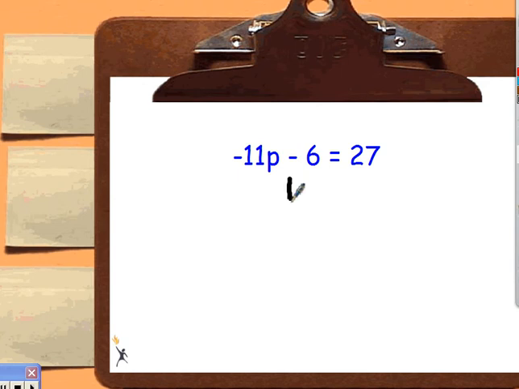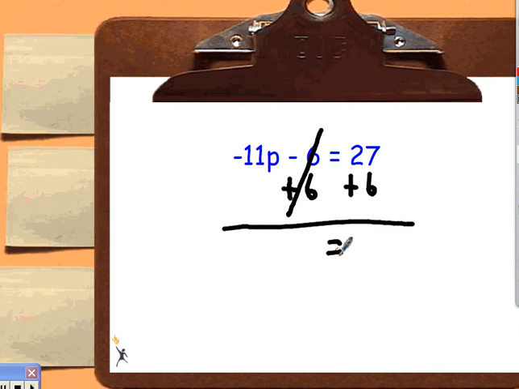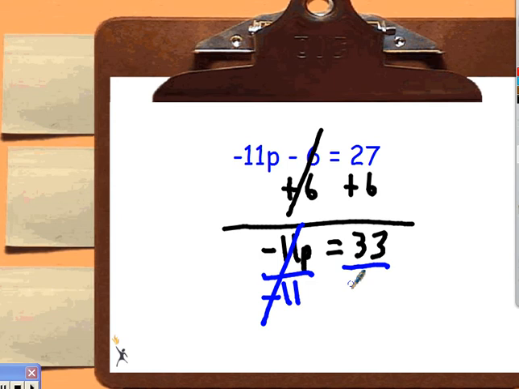How do we get rid of minus 6? Of course, we add 6, go away, keep it balanced, bring down my equal sign to keep it neat. I get a negative 11p equals 33, a brand new equation to solve. Now all I have to do is get rid of the times negative 11. What undoes multiplication? That's right, division. Divide by negative 11, those undo each other. Let's keep things balanced. So I believe I get p equals negative 3.